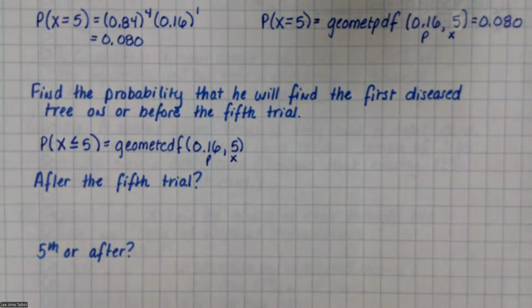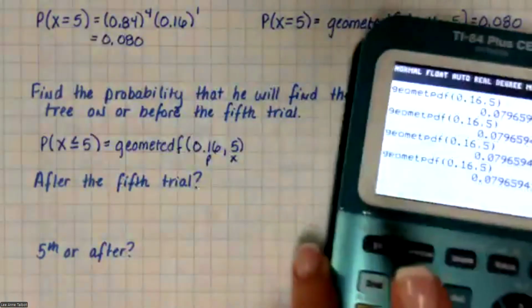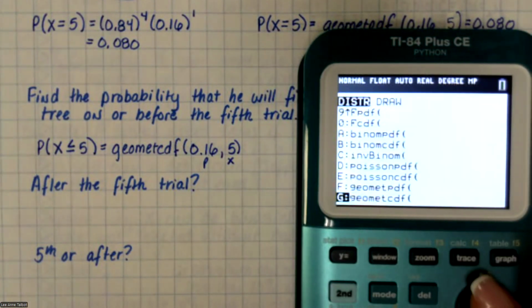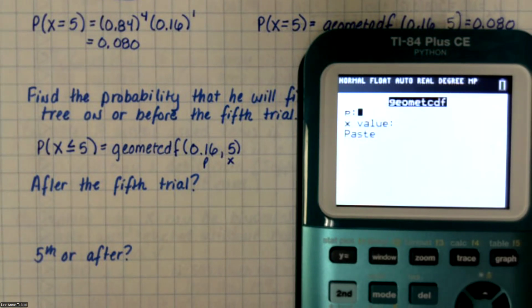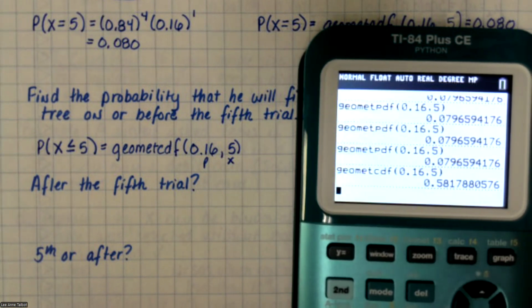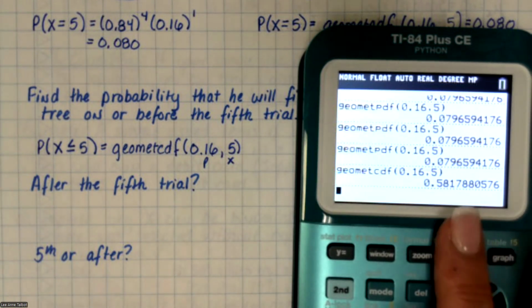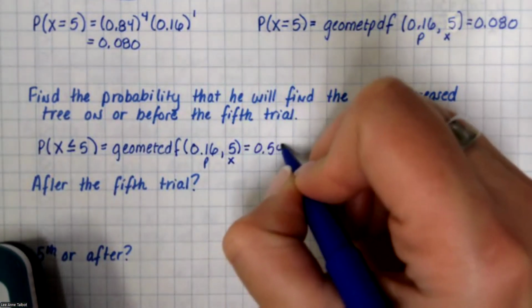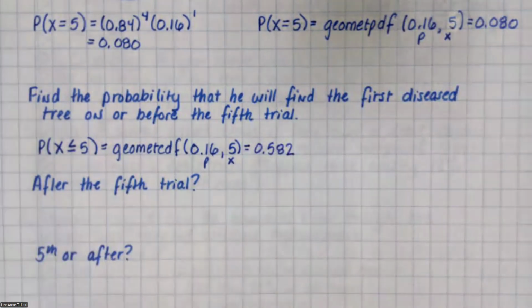Okay, anyway. Do geomet CDF, 0.165, 0.582. Okay, that was weird.